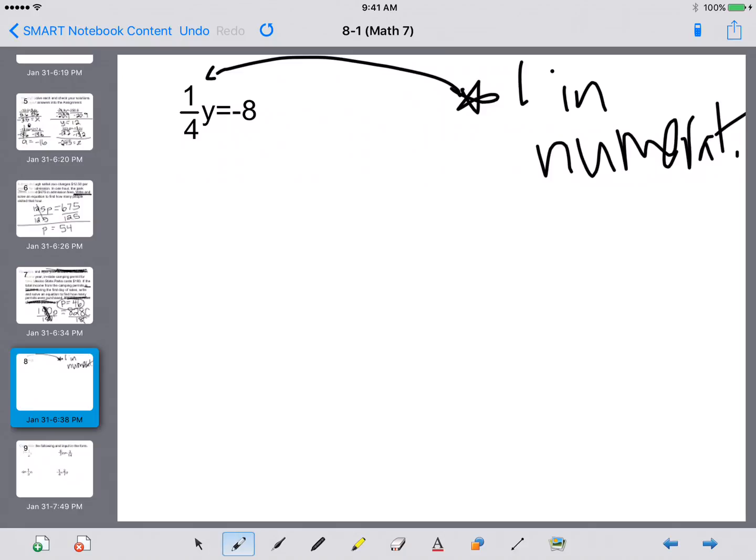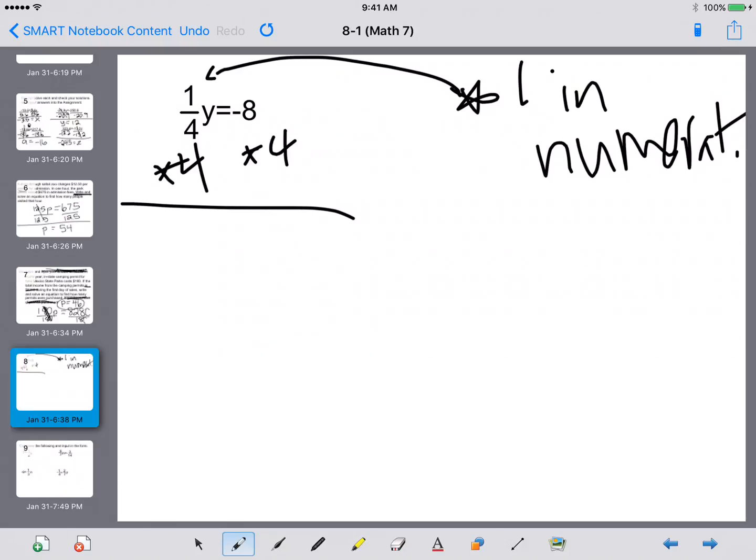So since we have 1/4 y equals -8, to get the 1/4 to go away, all you have to do is multiply by 4. Because 1/4 times 4 will get you 1. So they cancel each other out. It's the inverse, it's the reciprocal of that fraction. What you do to one side, you have to do to the other. So we'll have to multiply by 4 over here.